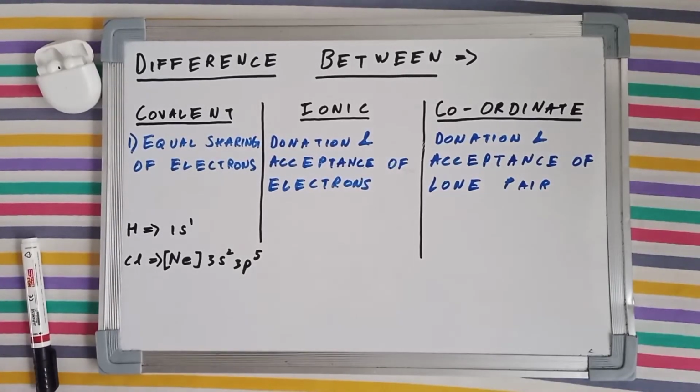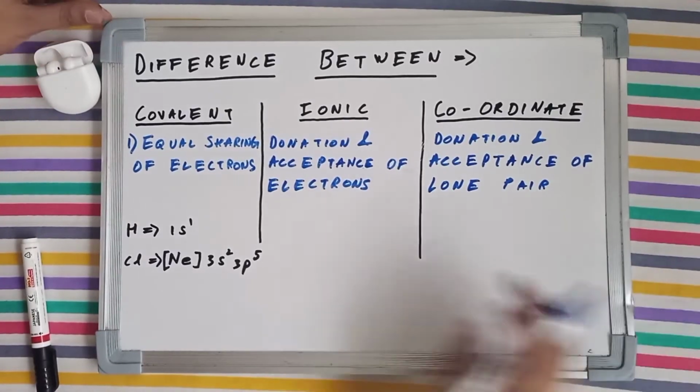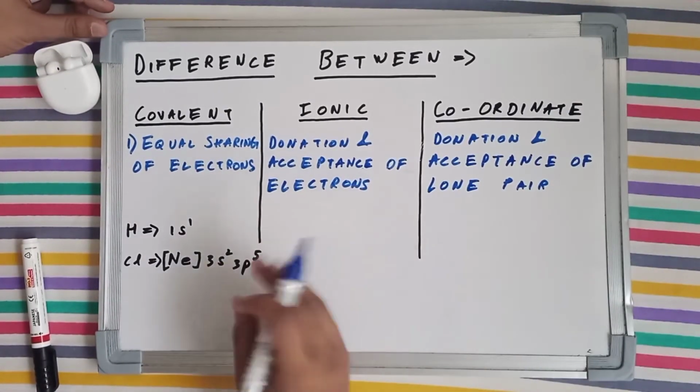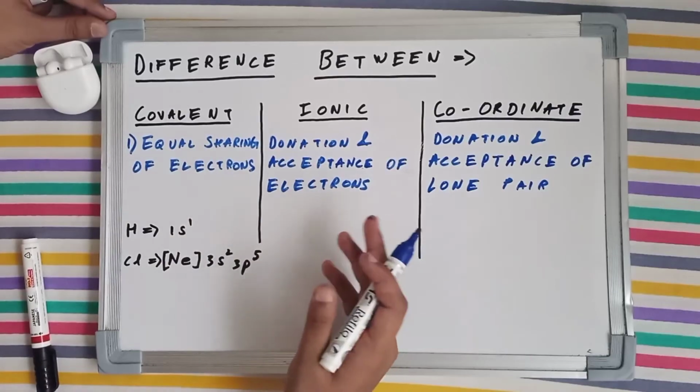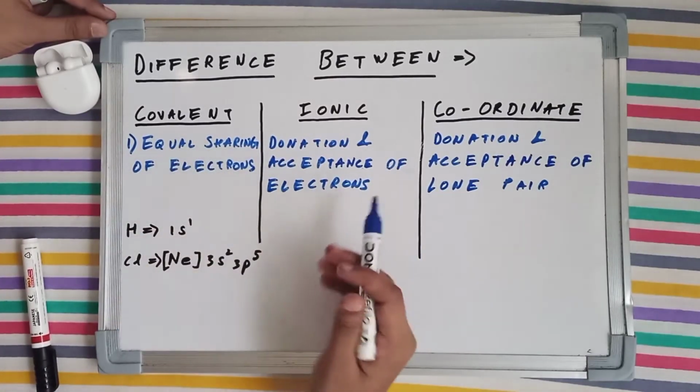Welcome everyone. Today we'll be discussing the difference between the three basic types of bonds, which are covalent, ionic and coordinate bond. Now what is a covalent bond? A bond which is found between atoms which share an equal number of electrons with each other. Okay, so there is equal sharing of electrons.